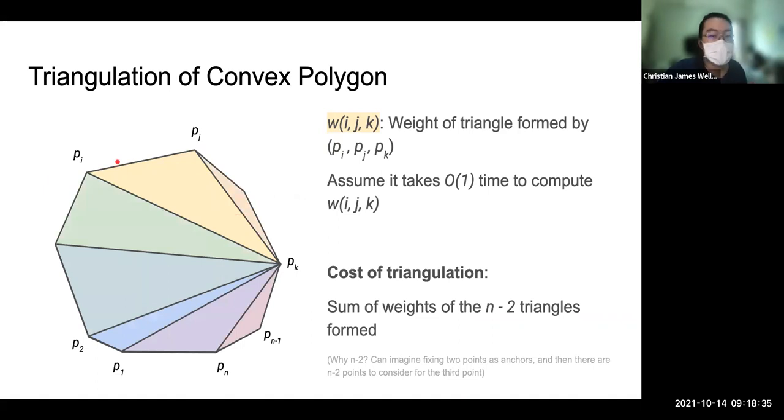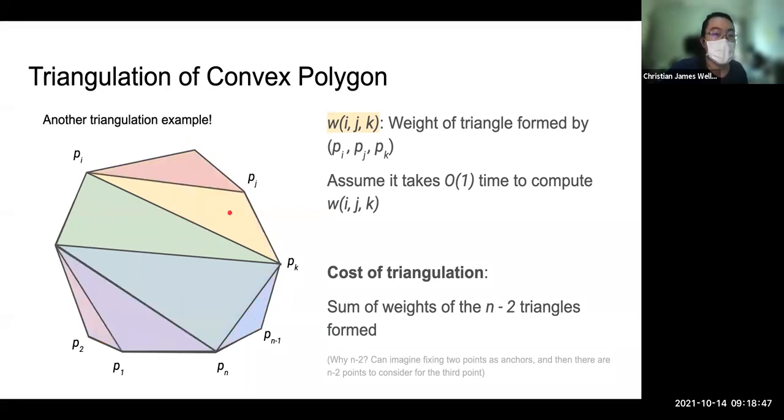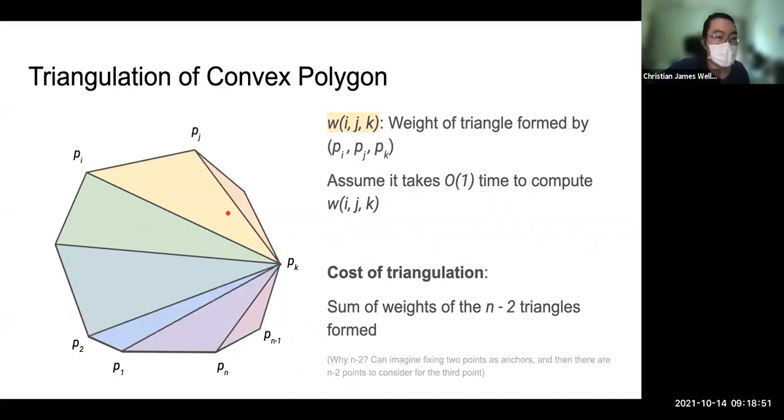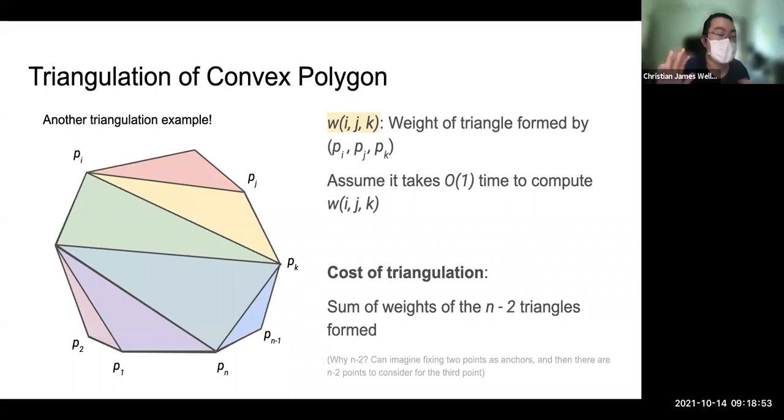And the total cost of triangulation is basically that you make triangles for the polygon, and the sum of their weights is the total cost of triangulation. And there are different kinds of triangulation, like maybe this, for example, right? You can see that there are different ways for you to triangulate this convex polygon.